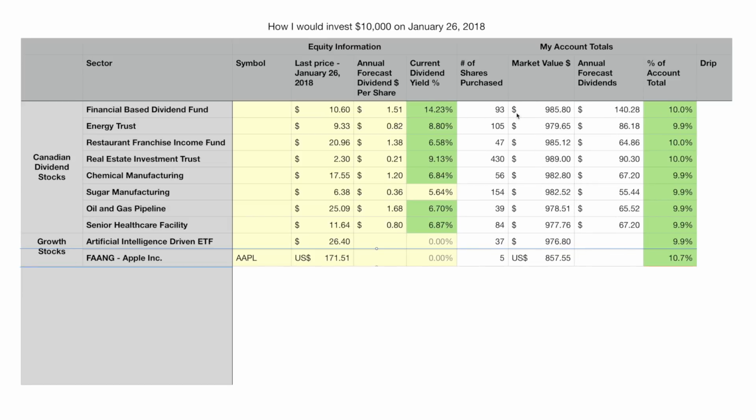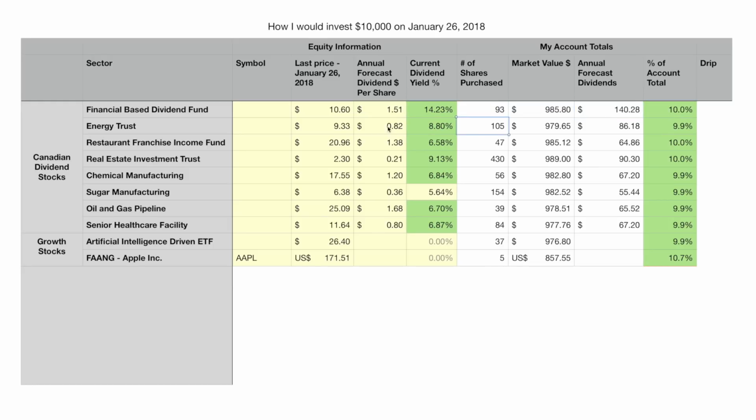So of course, working backwards, we want to invest around $1,000. Now we have to take into account fees for trading. I'm assuming that I would be setting this up myself in a self-directed account, and I would be paying about $10 per transaction in fees. So you'll see that all of these transactions are under or around $990. I would purchase 93 shares at $10.60, giving me a total market value of $985.80. I would be forecasting to receive around $140.28 in dividends over the next 12 months. And that works out to 10% of my total account.